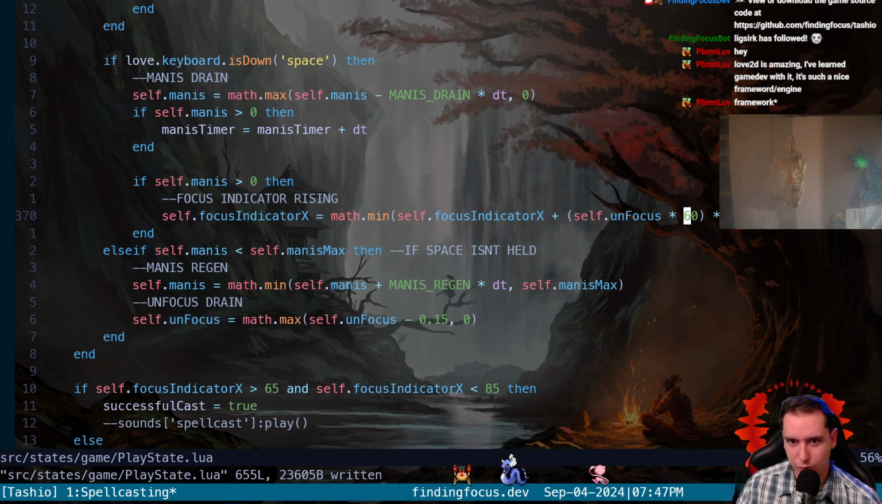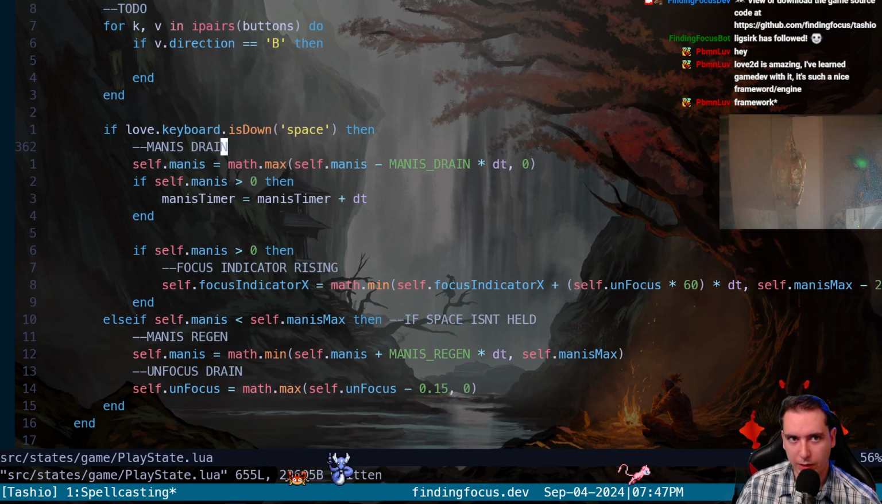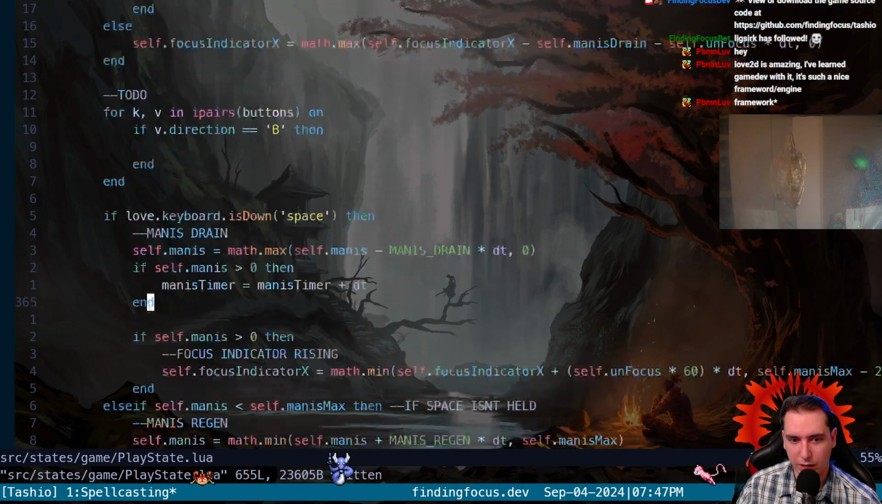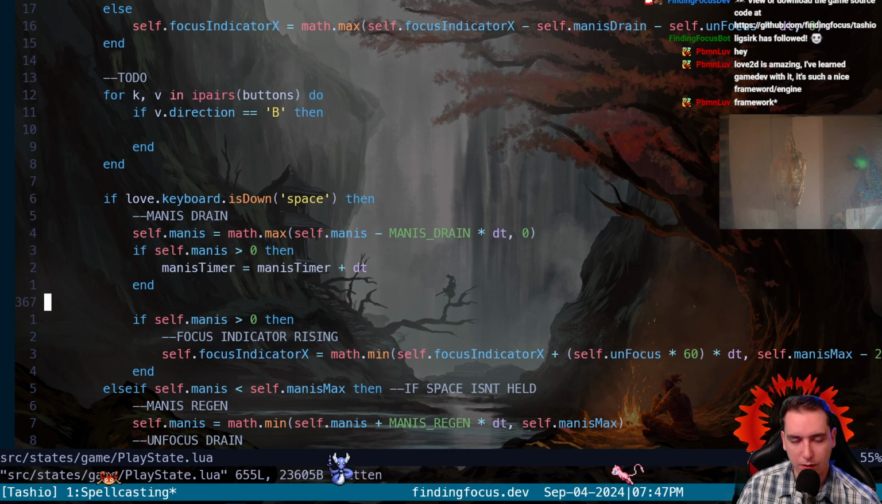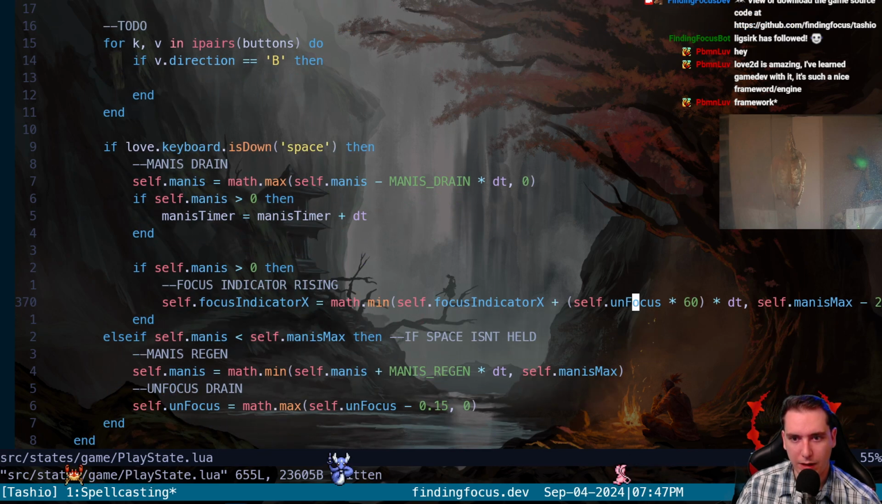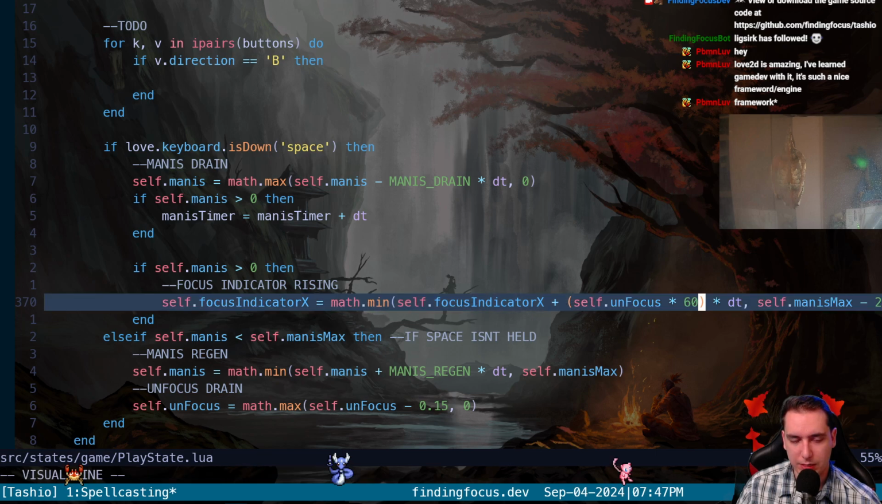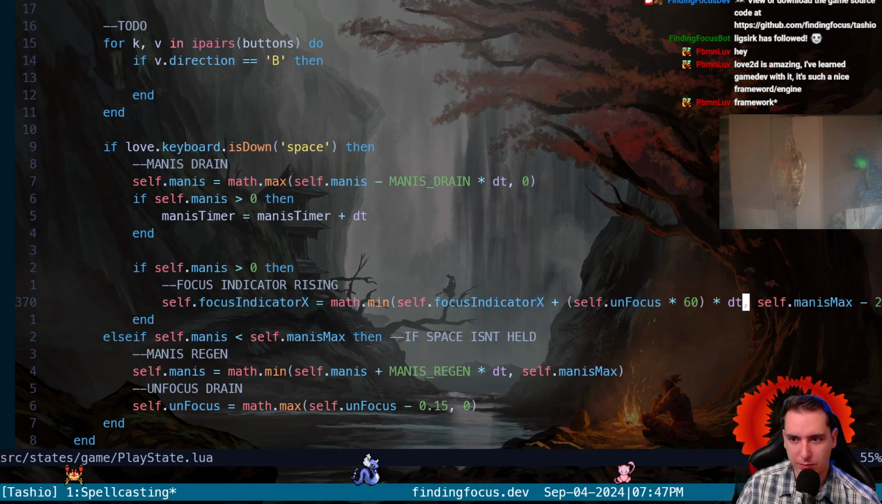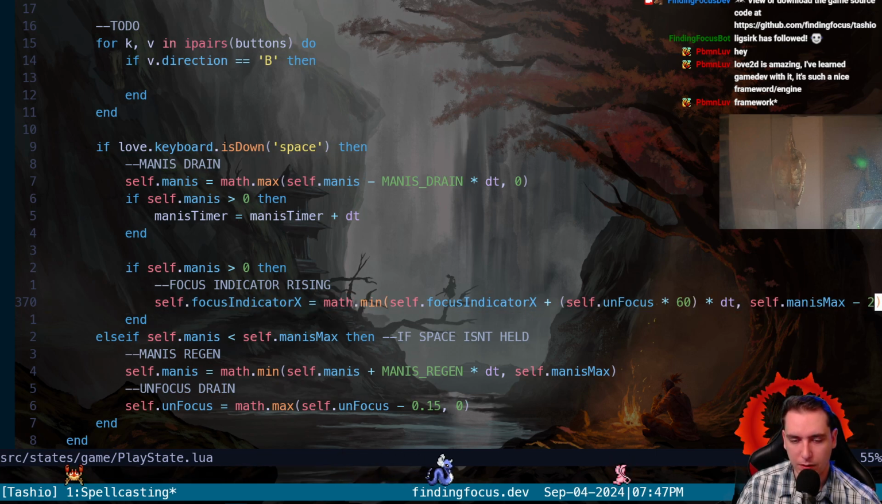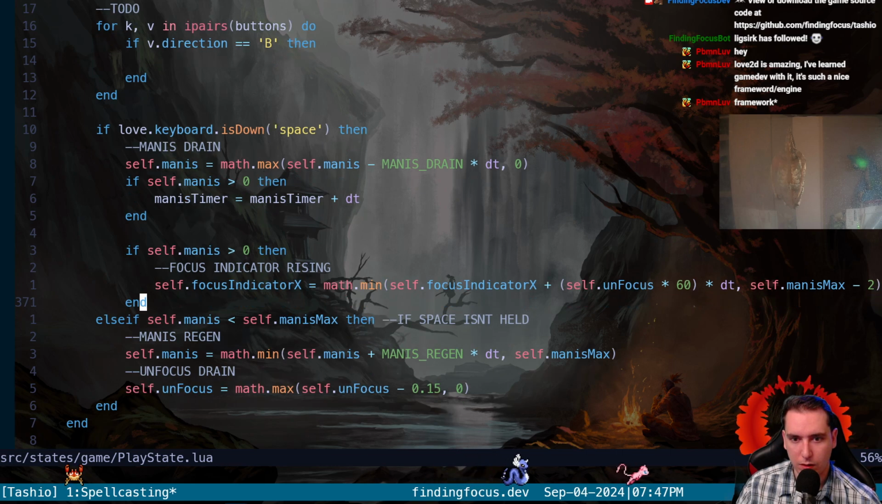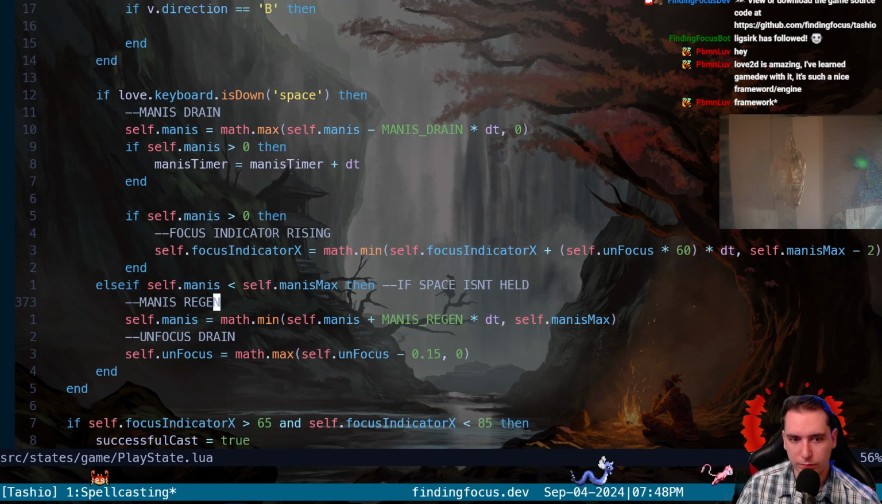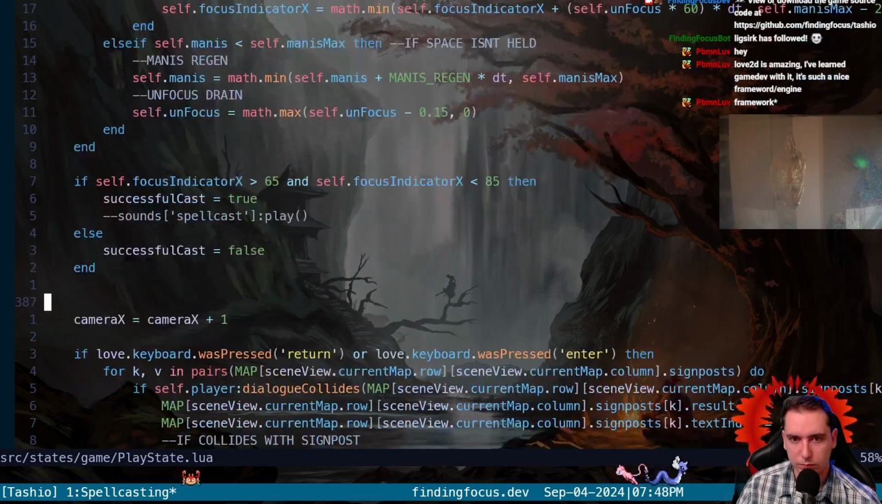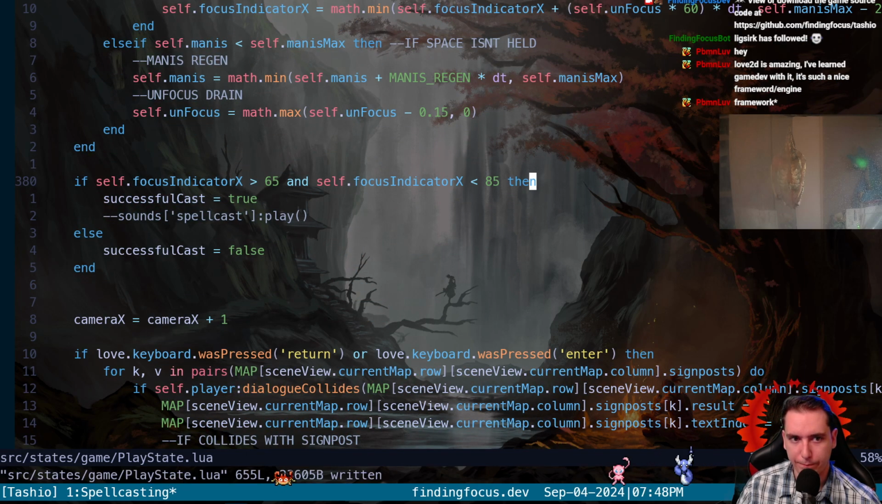This is trickier than I thought it was going to be. So if our unfocus, we tested that our unfocus was constant outside of frame rate. So that's good. That should mean that our focus indicator rising would be constant because we're scaling it by delta time here. Okay.